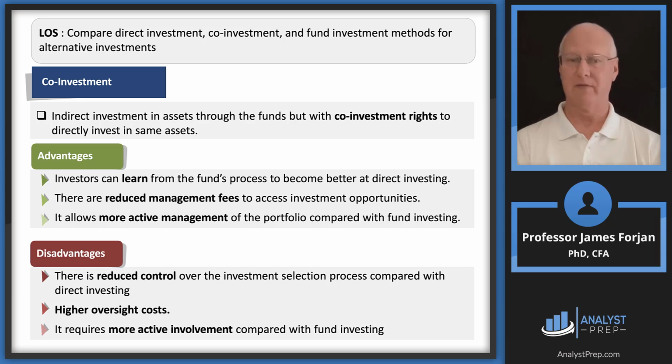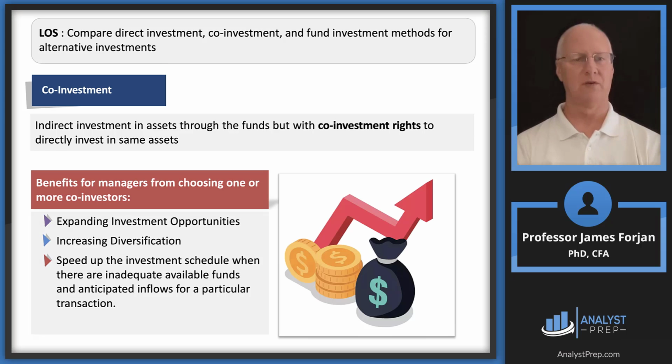Now, with co-investment, you have reduced management fees and allows for more active management, as I just mentioned. Reduced control, higher oversight costs, and more active involvement. Those things make sense here. So why do we do this? Why do we want to choose one or more co-investors?